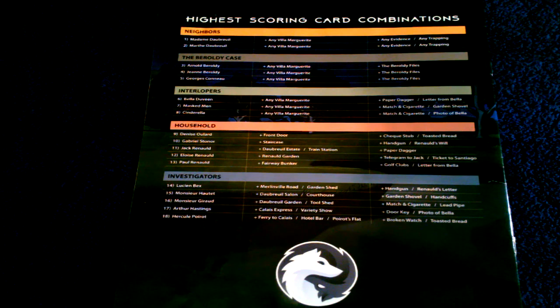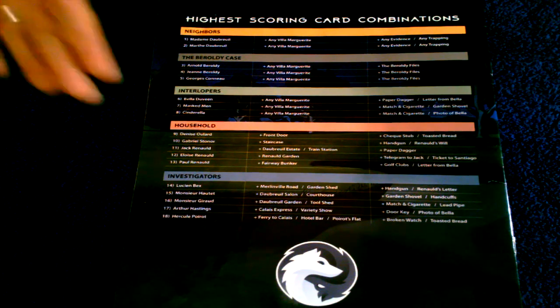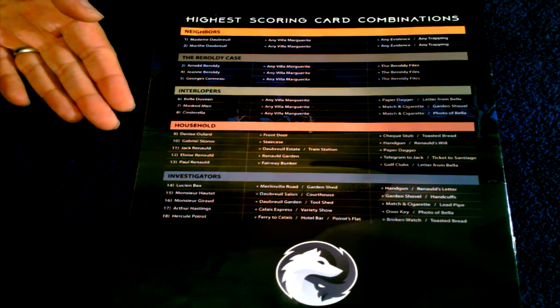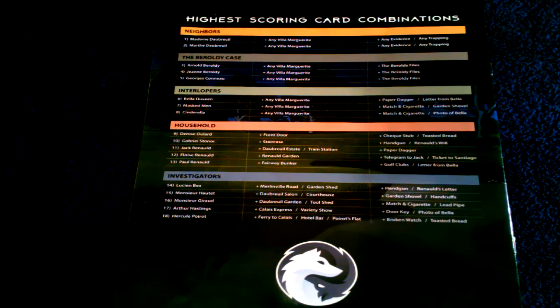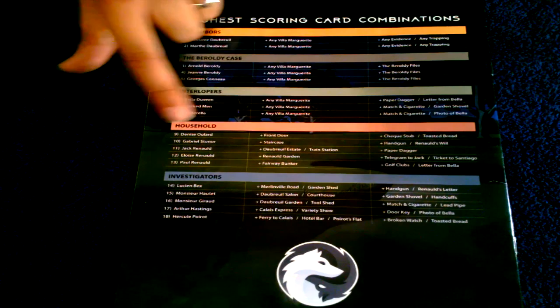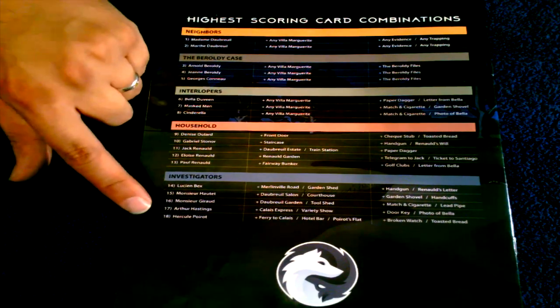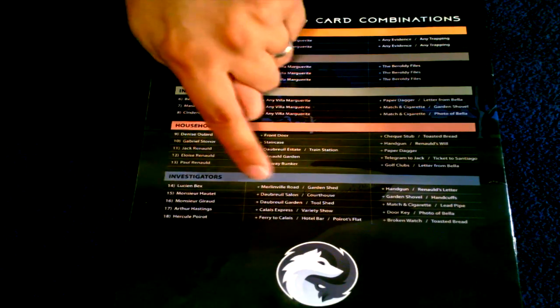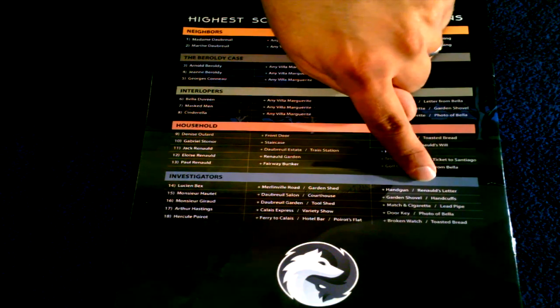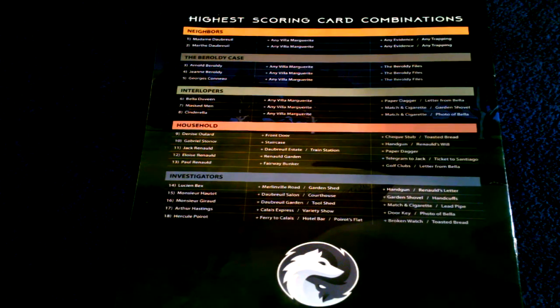One final note on scoring. On the back of the rulebook is a wonderful guide on the highest scoring card combinations. It's laid out by the sets of characters, and then within each set you'll see each individual character listed, along with which locations and which objects to save to get the highest card combination for scoring at the end of the game. And that's it. Now you can go out and play Methodology: The Murder on the Links.